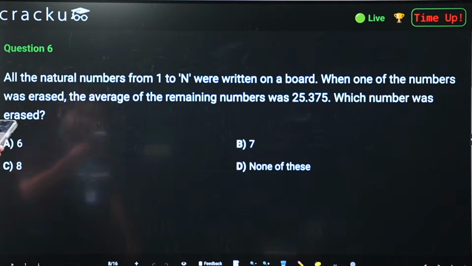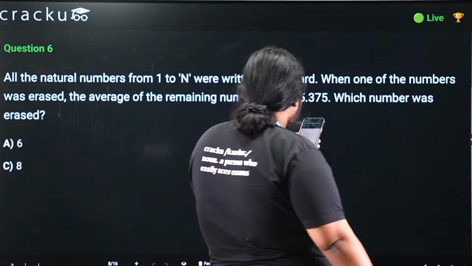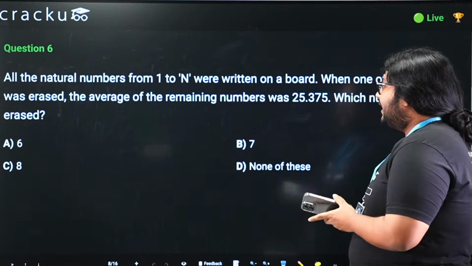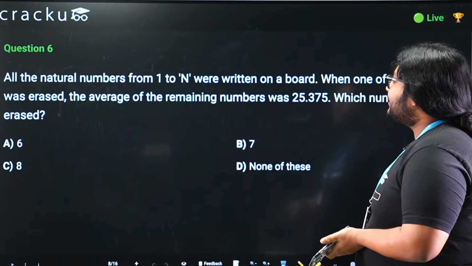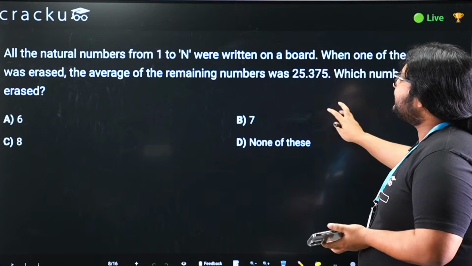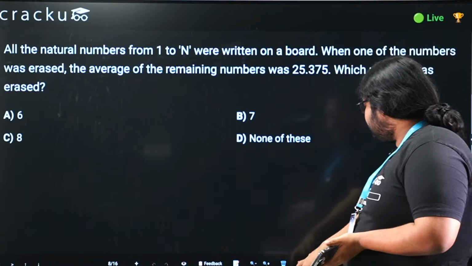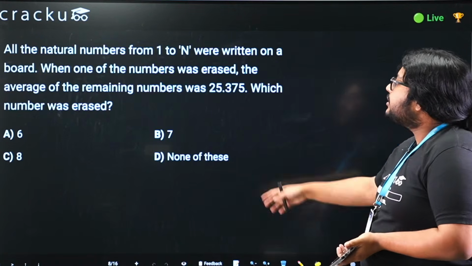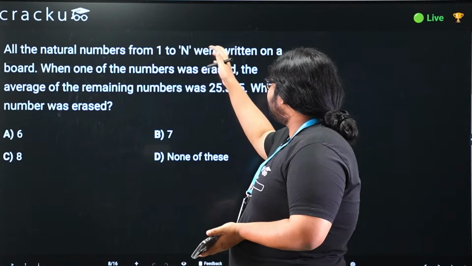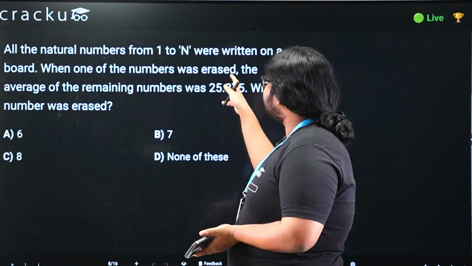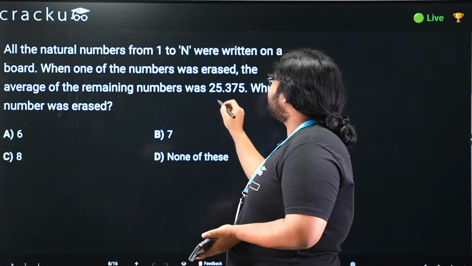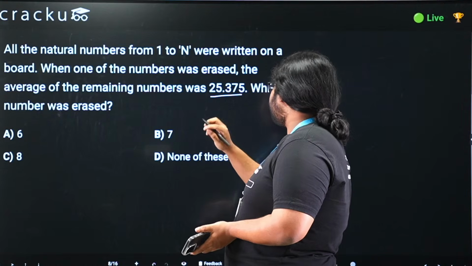Okay, guys. Hamad says 7. Akshat says B. Let's see this question. So this says all the natural numbers from 1 to n were written on a board. When one of the numbers was erased, the average of the remaining numbers was 25.375.